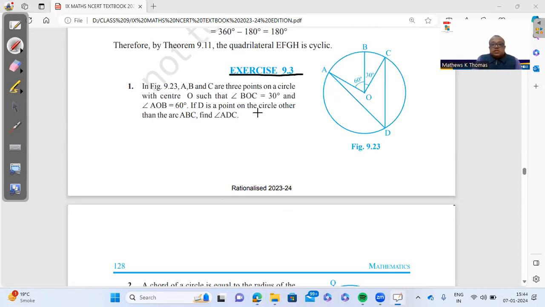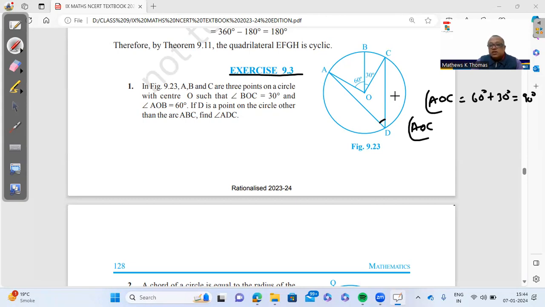Now let's go to the exercise. The first question is a simple question. Here we have two angles 60 and 30. The question is find out angle ADC. So just now we did the theorem, angle at the center is double the angle on the remaining part. So here if you see angle AOC is made up of two small angles 60 and 30. So when I add that, I'm going to get 90.